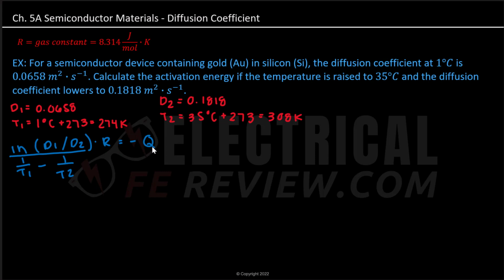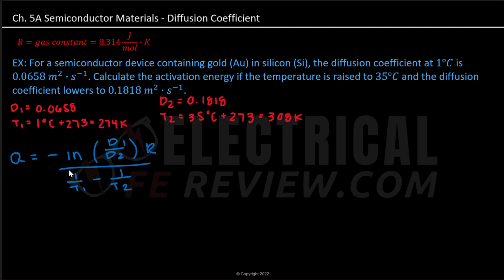And so we can go ahead and switch our Q to the left-hand side and all of our left-hand side to the right-hand side. And so we keep our negative on the right-hand side, and we have the natural log of D1 over D2 times R all over 1 over T1 minus 1 over T2. And to make this easier to read, I'm going to go ahead and just clear the board so we only have our final equation. So now that we set up our equation, we can go ahead and start plugging in our values.